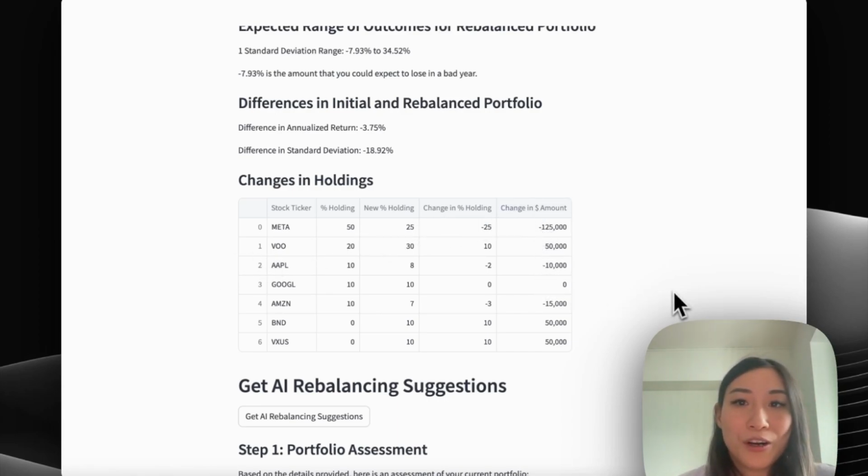This is a quick walkthrough of the portfolio rebalancing tool. Feel free to use it for the suggestions.